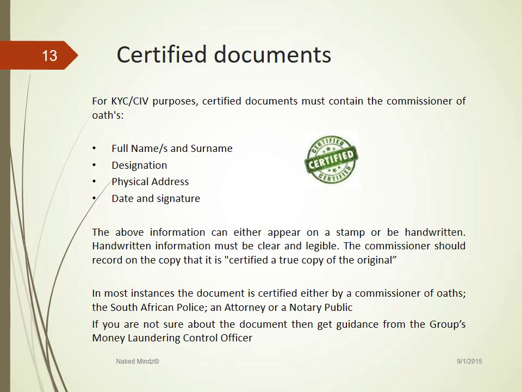Often for KYC CIV purposes, we get certified documents, and these must contain the Commissioner of Oath's full name and surname, designation, physical address, date and signature. This can appear either as a stamp or be handwritten, but handwritten information must be clear, and you must be able to read it. The Commissioner should record on the copy that is certified a true copy of the original. In most instances, the document is certified either by a Commissioner of Oaths, the South African Police, an attorney or a notary public. But if you're not sure about the document, then get guidance from the Group Money Laundering Control Officer.